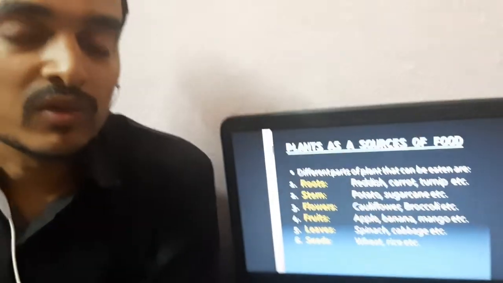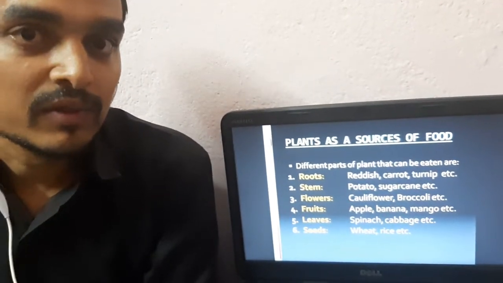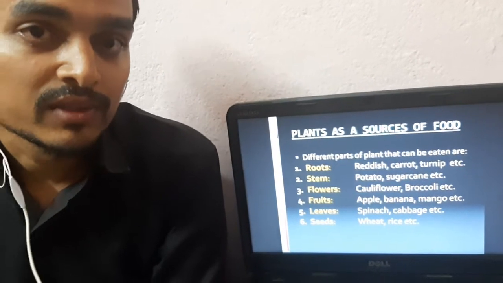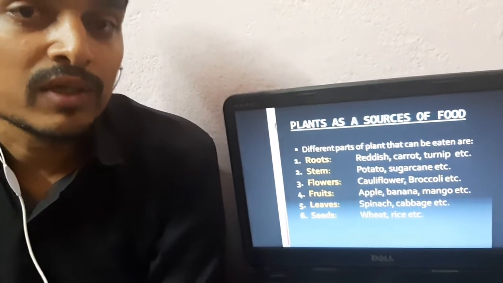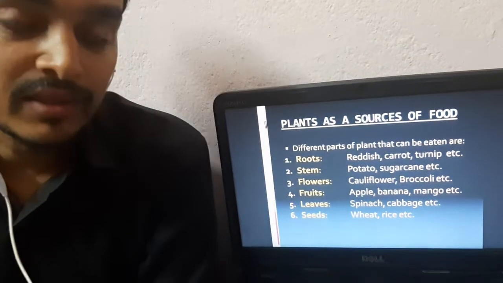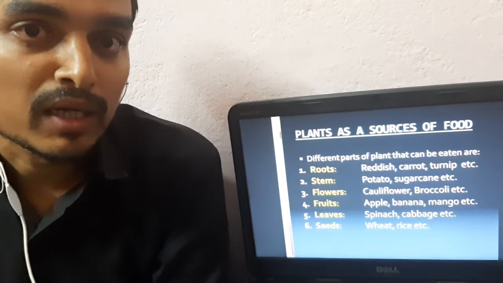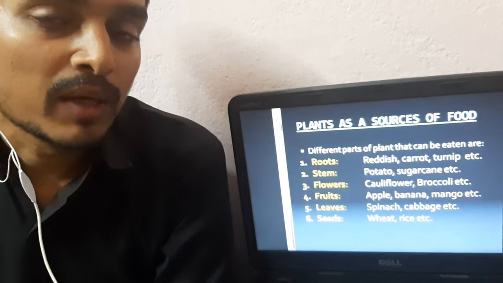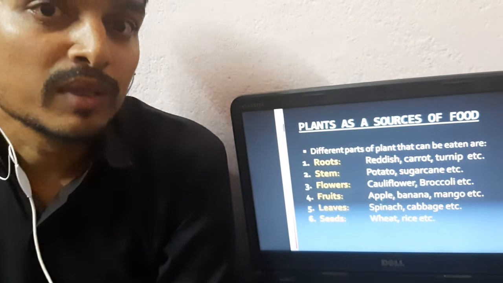Plants, we are all aware of plants. We have observed different parts in plants, like flowers, stems, leaves, roots. Different plants are used for different purposes. It is not necessary that all plants, or all parts of the plants, are used for the same purpose. In plants, we use different kinds of parts as our food material.